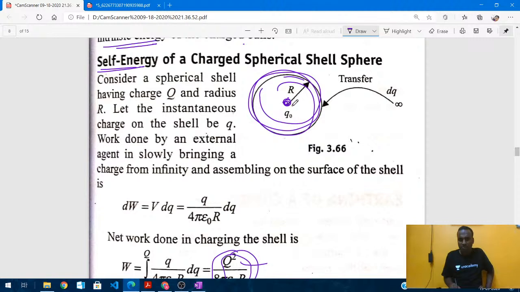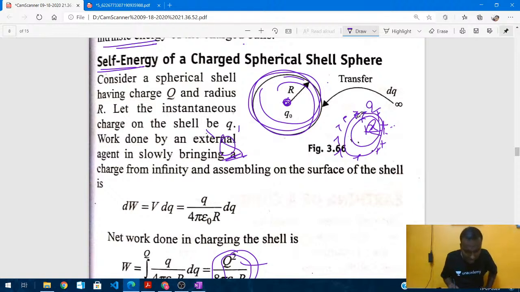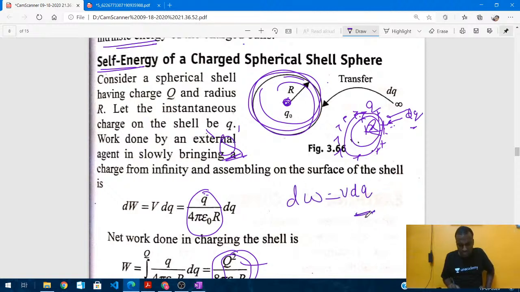Remaining you can do. Suppose at an instant all the charges we are bringing are on the surface of the shell only. So the total positive charge will exist with radius r. What is the electric potential at this point? At an instant a small charge q is there, but I want to bring the total charge Q. So the potential is 1 by 4 pi epsilon naught q by r, and I am adding dq amount of charge. Then the work done is equal to potential into charge dq, so V is 1 by 4 pi epsilon q by r, into dq.